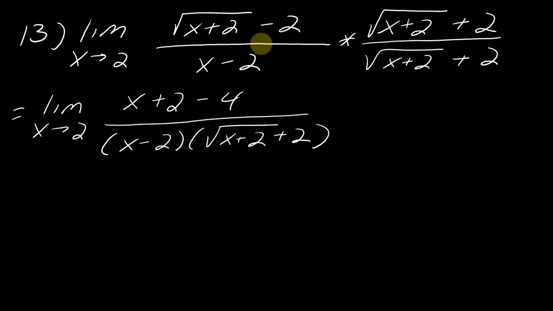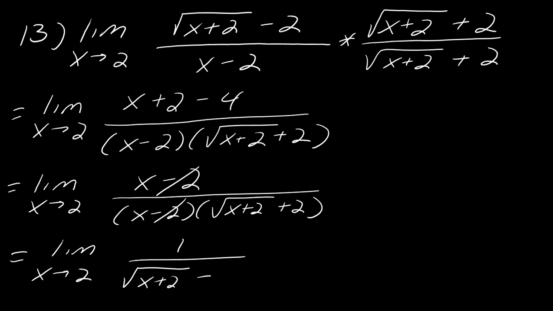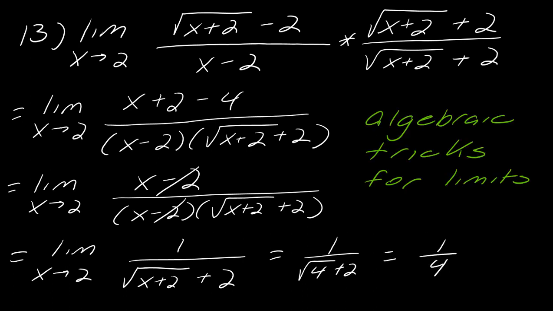Okay, so I went ahead and multiplied all of this together, and I'll just go ahead and simplify. Now that I've simplified, I actually see the benefit of not multiplying out the bottom. These two factors here canceled out. So now I've got the limit as x approaches 2 of 1 over the square root of x plus 2, plus 2. If I plug 2 into this, it's going to give me 1 over the square root of 4 plus 2. So ultimately, I just get 1 over 4, and I'm good to go. If you're looking to practice more problems like that, you can look up algebraic tricks for limits.